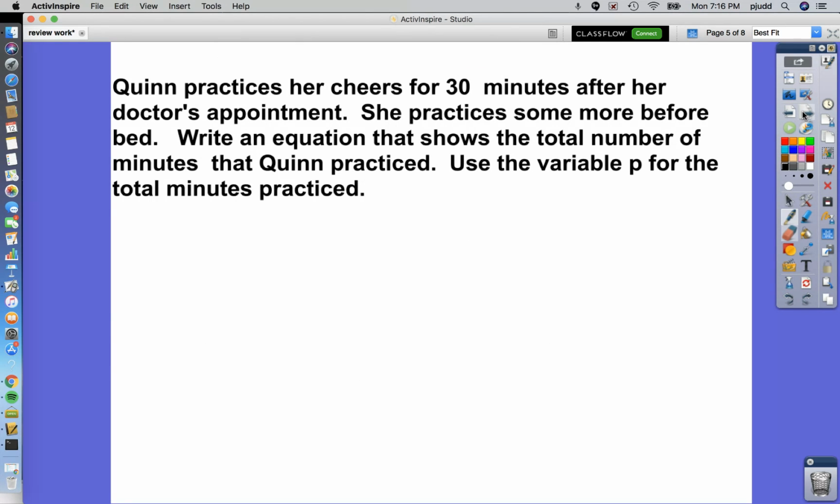Now, let's take a look at this one. Quinn practices her cheers for 30 minutes after her doctor's appointment. She practices some more before bed. Write an equation that shows the total number of minutes that Quinn practiced. Use the variable P for the total minutes practiced. So, pause the video here. I want you to discuss this one with the person sitting next to you. Then I want you to write the equation. Okay? Pause here and go.